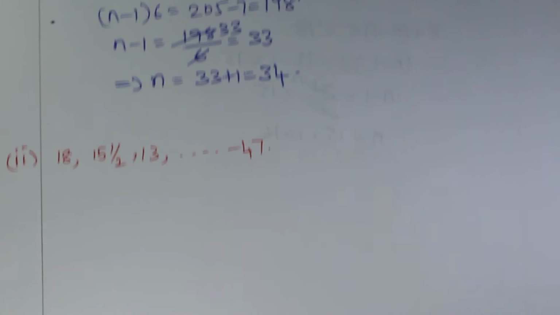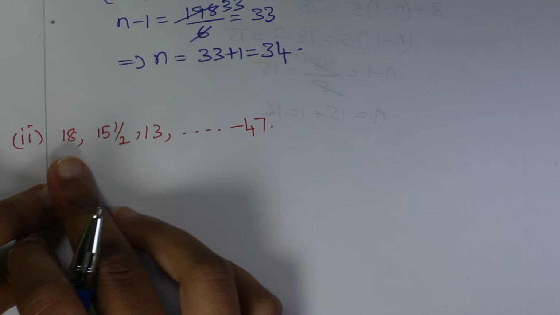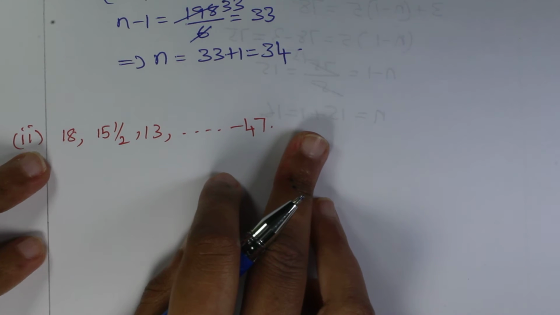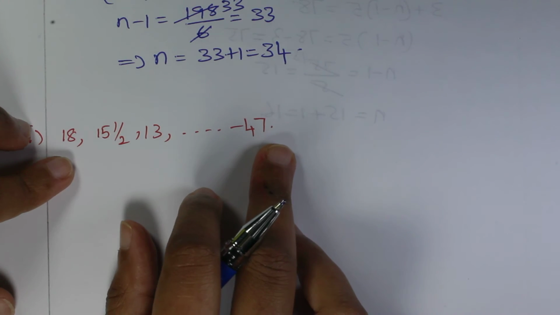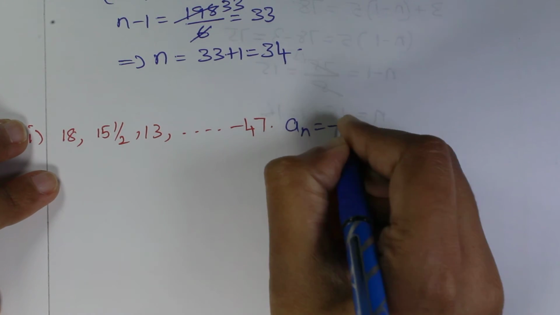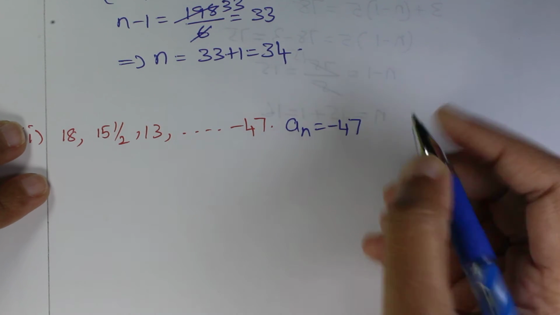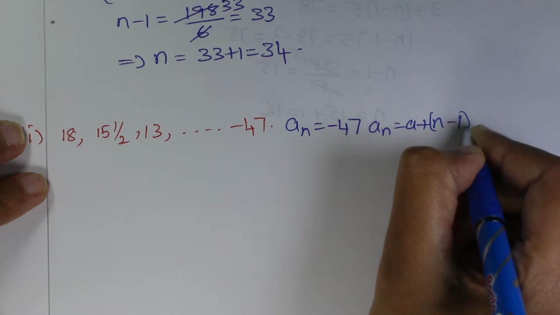Let's move to the second part of the question. This is also similar to the first question. Because we do not know how many terms are there in this series, let us assume that there are n terms in this series. Then the last term an becomes minus 47. An is equal to minus 47. And the formula of an is equal to a plus n minus 1 into d.